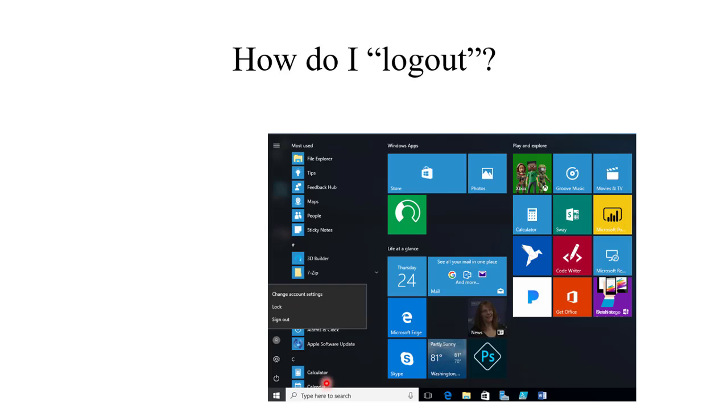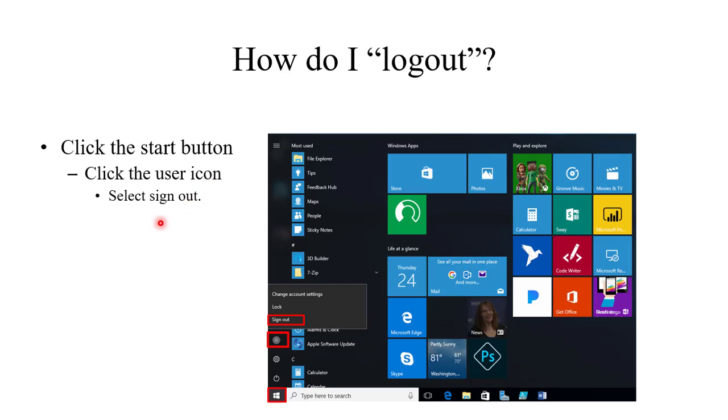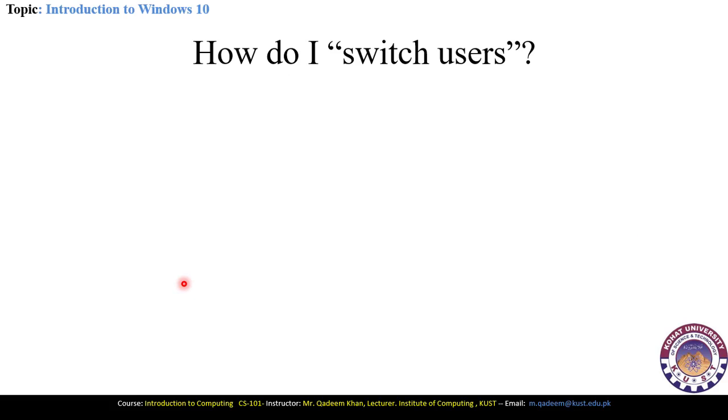Now how to log out? Just click on the Windows button or the Windows icon and click on the power options, then click on Sign out. You will log out here. So click the Start button, click the user icon and then select Sign out here, then you will be logged out.